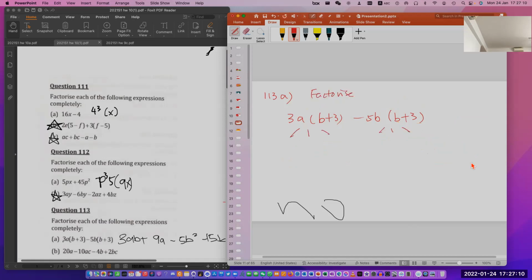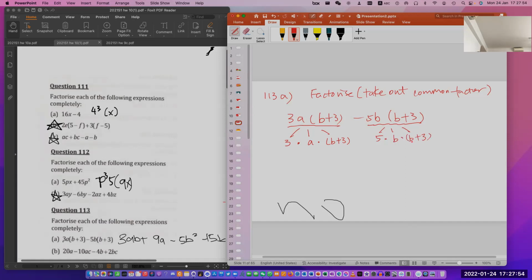Okay, so to factorize, the definition of factorization is take out common factor. Right? So before you can take out common factor, you have to find the factors of this first. So what are the factors of this? I can see a 3 times an a, I cannot break these up, they're together, so I just put them together. Then for this one, the 5b bracket b plus 3, I can see a 5, I can see a b, and then I can see a b plus 3.